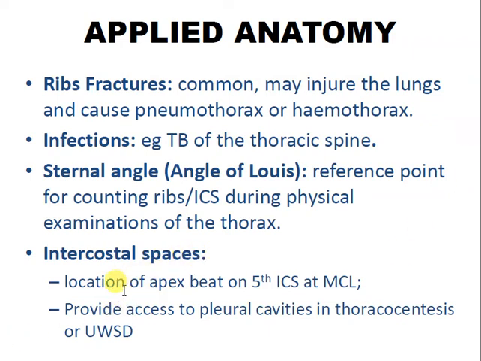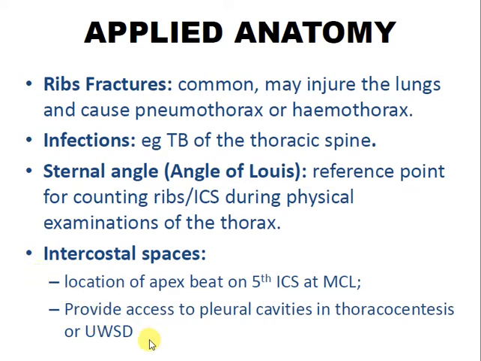Then you have the intercostal spaces. Location of the apex is on the fifth intercostal space. So at the midclavicular line, fifth intercostal space, we find the apex beat of the heart. They provide access to the pleural cavity in thoracentesis. Thoracentesis.